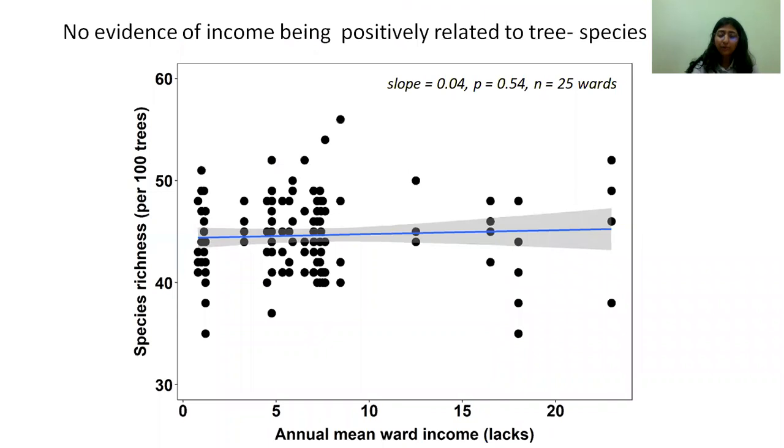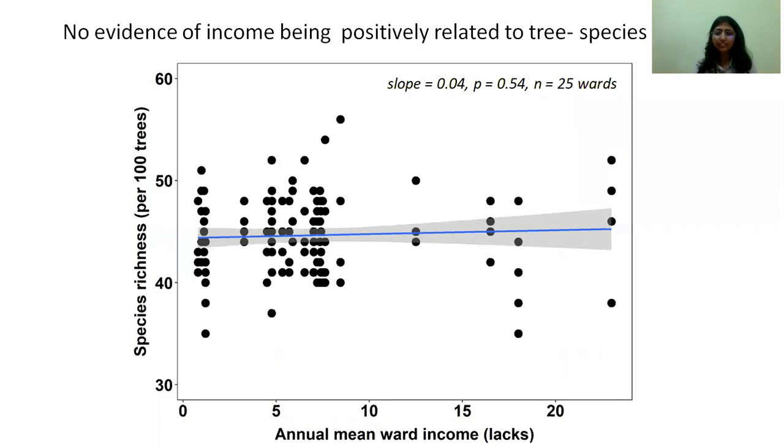So we found no effect of income on species richness, which can be rightly interpreted from this graph, wherein the x-axis represents annual mean ward income in lakhs, the y-axis represents species richness per 100 trees, the blue line is the predicted model, and the gray area around it is a 95% confidence interval. We found no evidence of income being positively related to tree species richness, which contradicts our expectation of income and species richness being positively correlated.